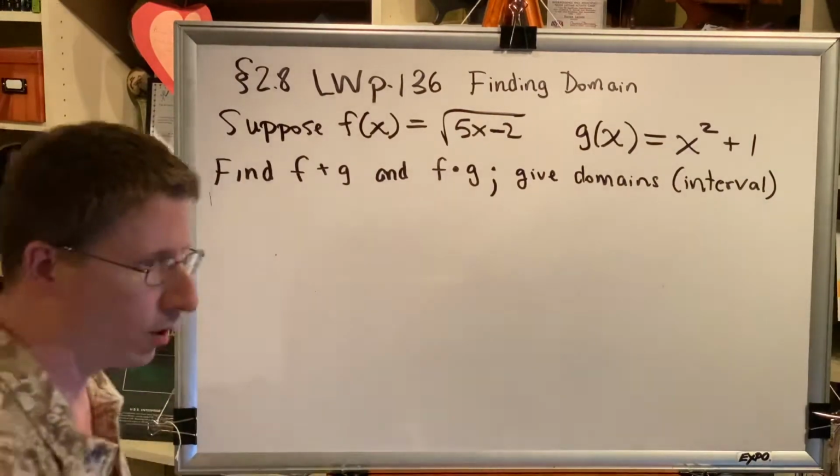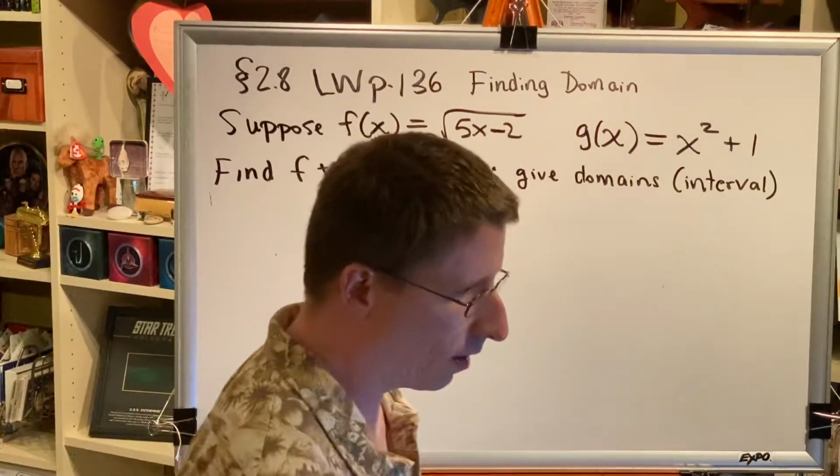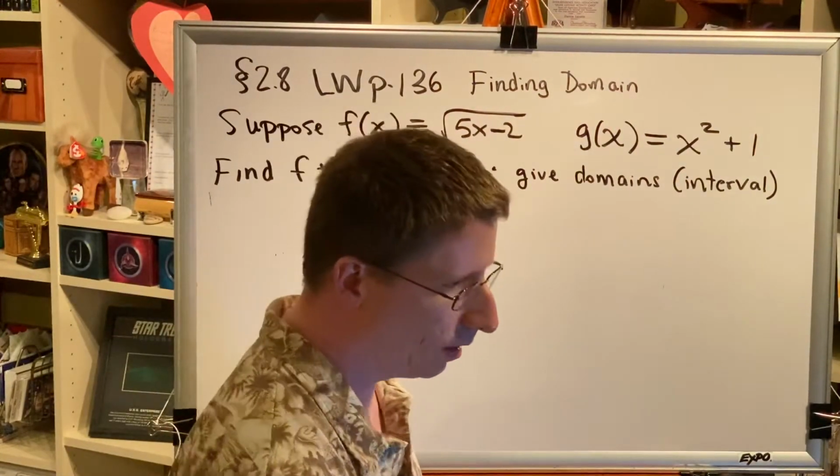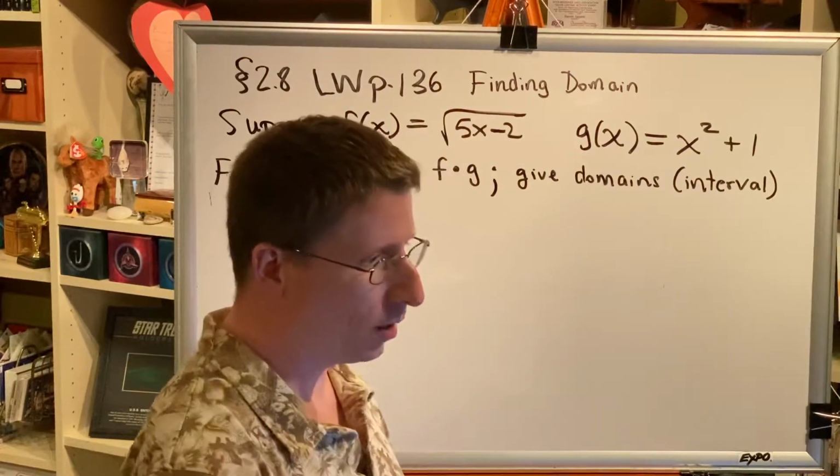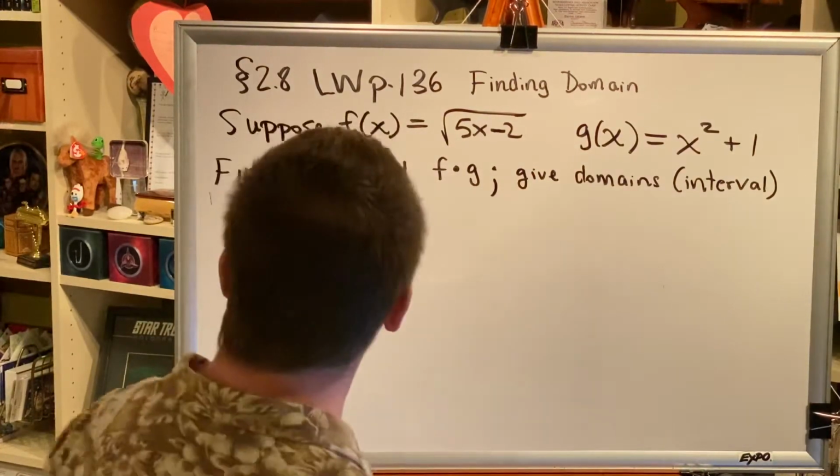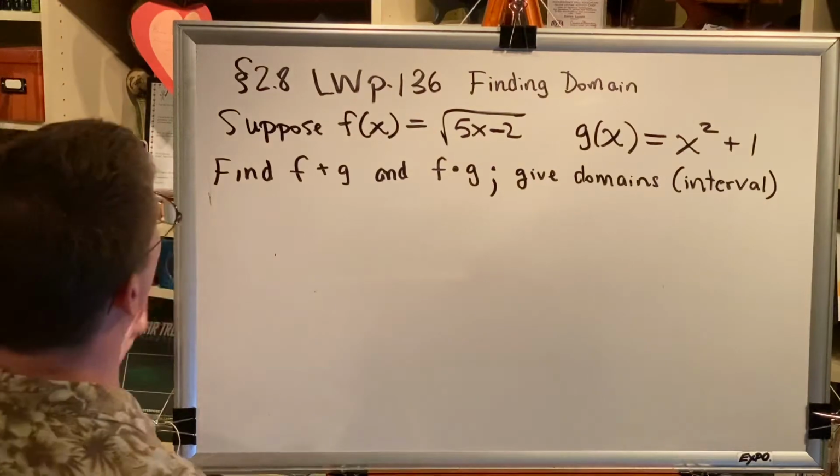All right, and then when we're done with that, there's one more final question which says find all values that are not in the domain of g over f. We'll get to that in a moment. All right, let's go ahead and begin with this.